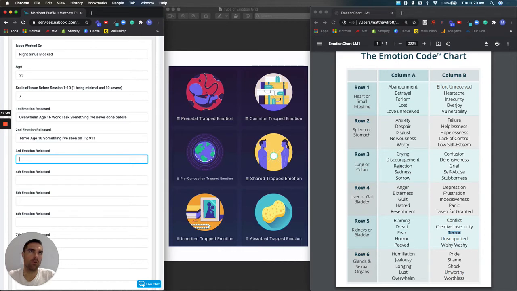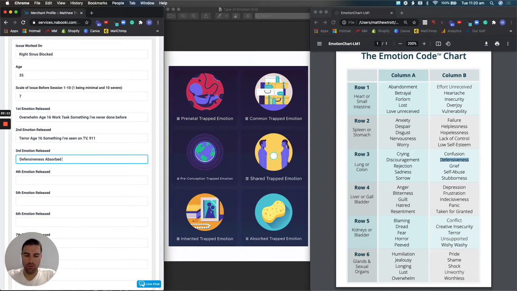So this one's absorbed. So is it column A, column B? So this one's an absorbed emotion of defensiveness. So what I'll do now is I'm going to find out what age this occurred and who I absorbed it from.